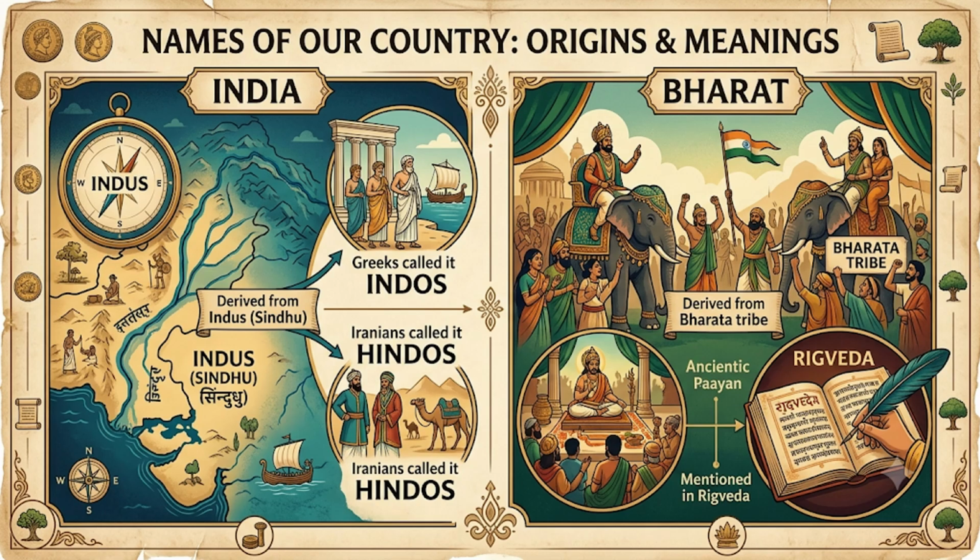Names of a country. Have you ever wondered why our country is called India and Bharat? The name India comes from the river Indus, which was called Sindhu in Sanskrit. The Greeks referred to it as Indus, while the Iranians called it Hindus. The name Bharat comes from a group of people known as the Bharatas. They are mentioned in the Rig Veda, which is the earliest known composition in Sanskrit.